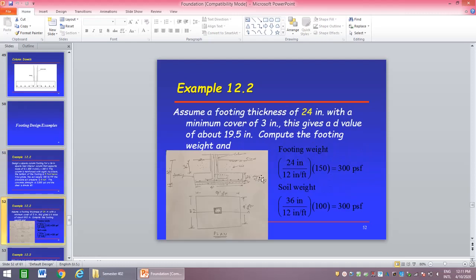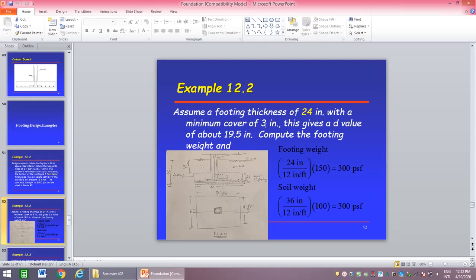Now, as I already explained in the design of wall footing, we first have to assume the thickness and then calculate the footing weight and soil weight. Generally we assume the footing thickness is 24 inches. We already told in the previous slides that the footing depth should not be less than 12 inches. So here we take the footing depth equal to 24 inches with a cover of 3 inches. This gives the d value as 19.5 inch.